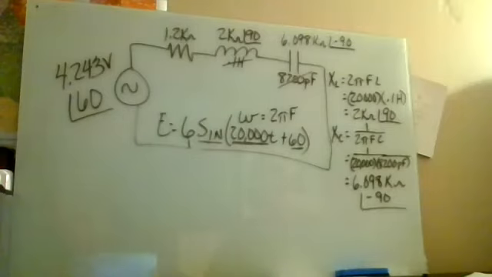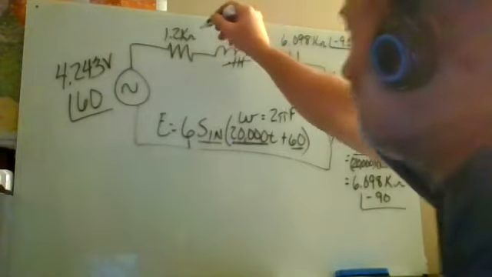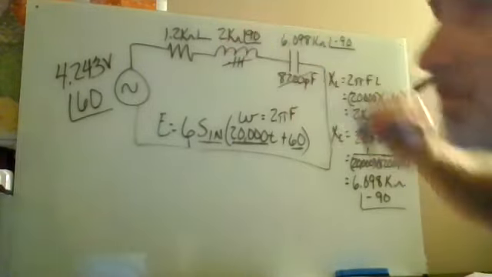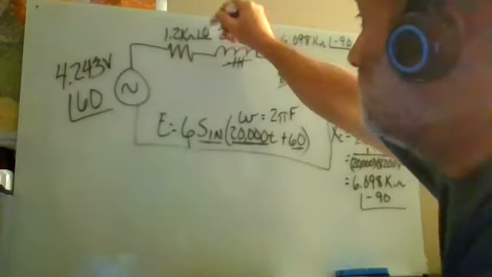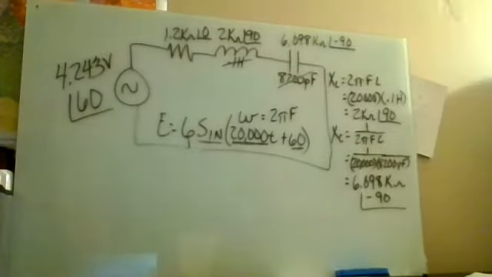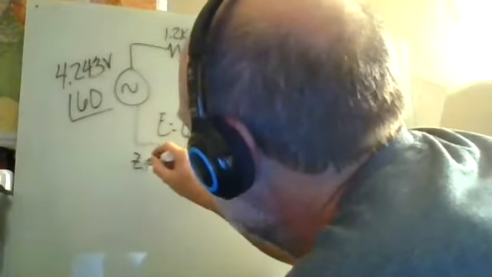Next thing I'm going to do is make sure I have angles on everything. Oh, I don't have an angle on my resistor. What's my angle on resistors always? Zero. So I'm going to put that in there. Now I've got an angle on everything, so I'm going to find my Z total. All I'm going to do is add them up.